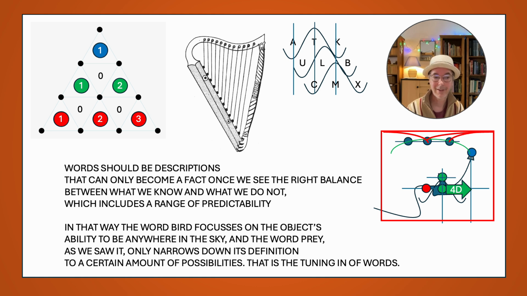Words should be descriptions that can only become a fact once we see the right balance between what we know and what we do not, which, like I said, also includes a range of predictability. In that way, the word bird, for instance, focuses on the object's ability to be anywhere in the sky, and the word prey, as we saw it, only narrows down its definition to a certain amount of possibilities, and that is the tuning in of words.